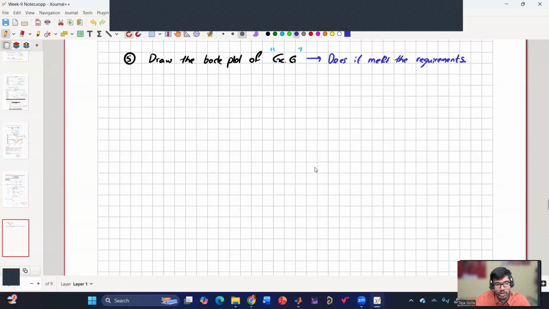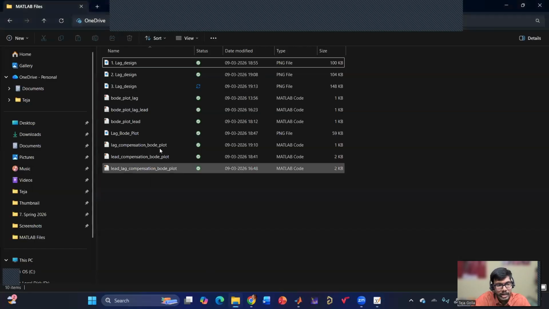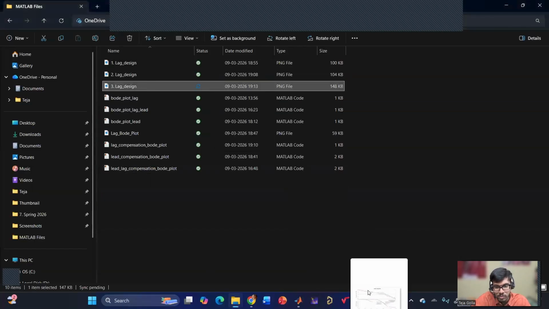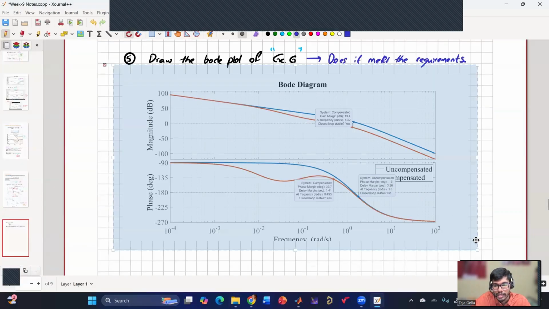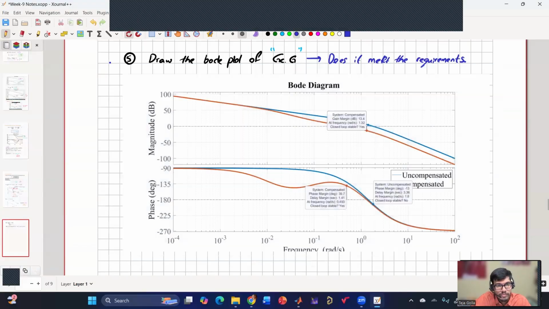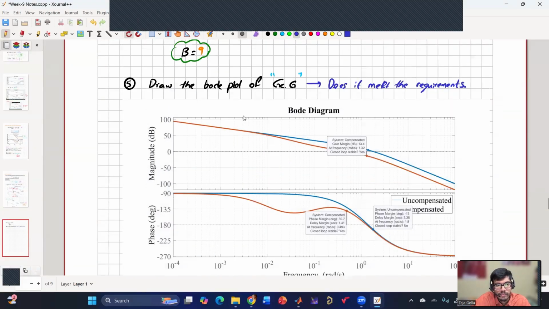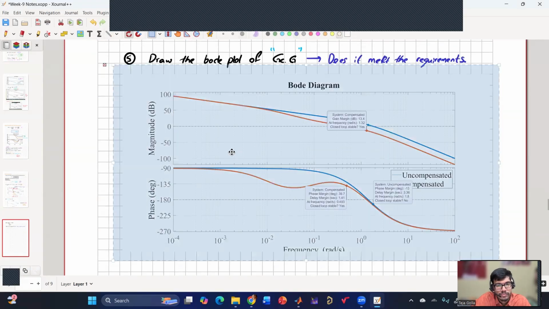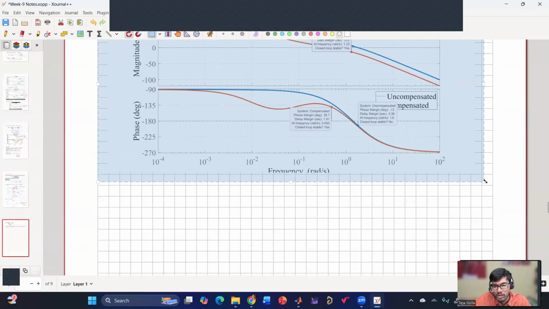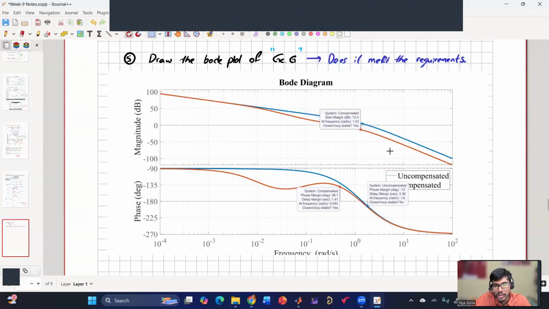So my lag design is over, and I am trying to slightly improve the response, because I got 39.7 as well as 13.4. So this is okay, this is matching, but I need this to be slightly more.